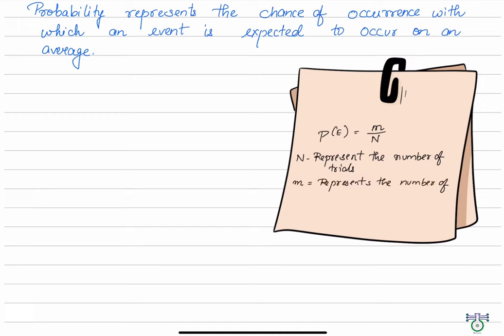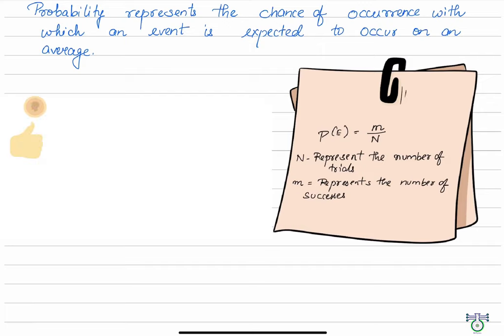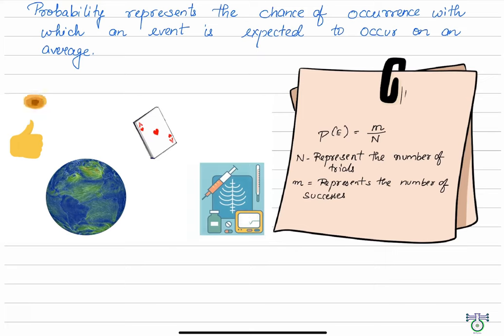Probability helps us understand and predict the outcomes of various situations. For example, tossing of a coin, deck of cards, weather forecast, and medical testing.